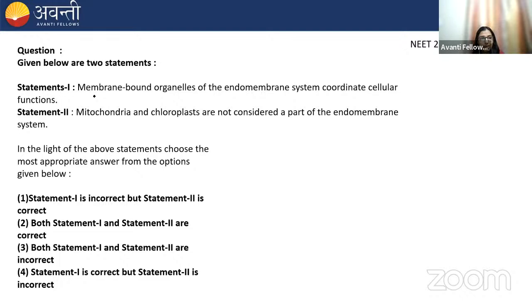Statement number 1 says that the membrane-bound organelles of the endomembrane system coordinate cellular function. Membrane-bound organelles, that means they are talking about the ER, Golgi, lysosome, and vacuoles. These are components, the ER, Golgi, lysosome, and vacuole. They are part of the endomembrane system. Why? Because they show coordinated function.